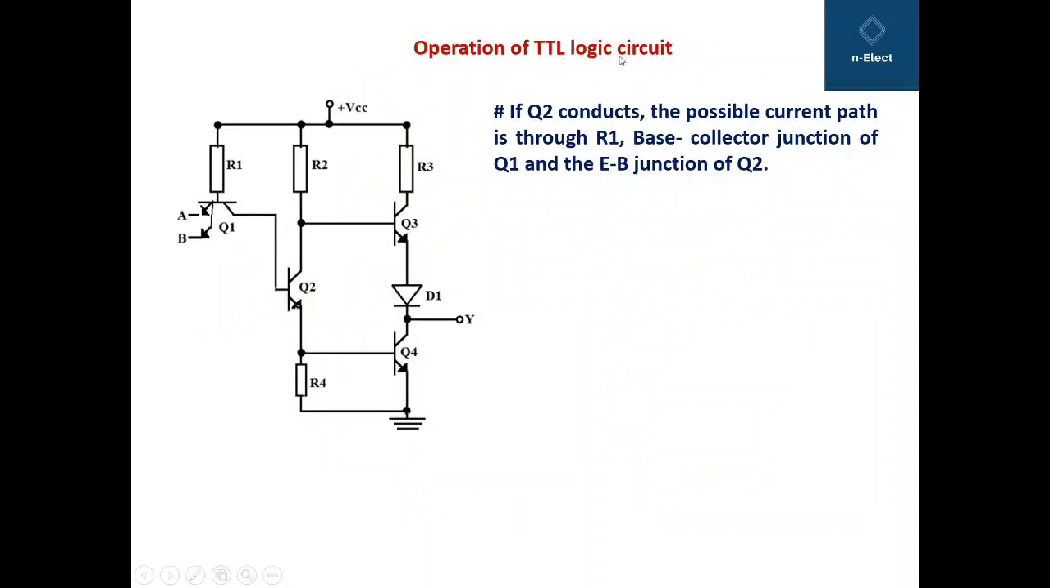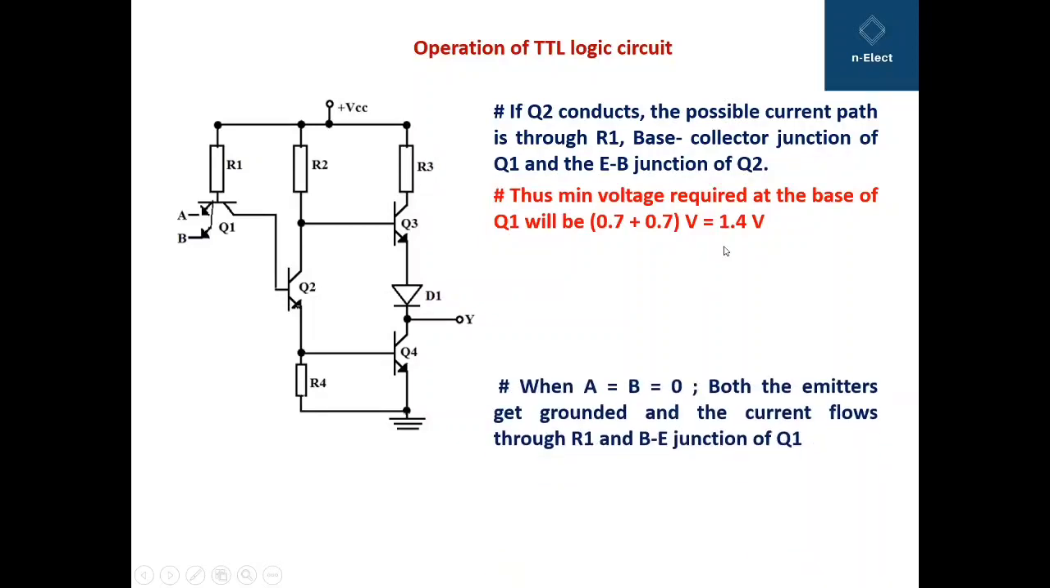Now operation of TTL logic circuit. Here we have shown the TTL logic circuit with 2 inputs A and B, which are given to the input emitter 1 and emitter 2 of transistor Q1, and output is taken at the collector of Q4. Here we will consider: if transistor Q2 conducts, the possible current path is through R1, then the collector base junction of Q1 and the emitter base junction of Q2. Thus the minimum voltage required at the base of Q1 will be 0.7 here and 0.7 here, that is 1.4 volts.